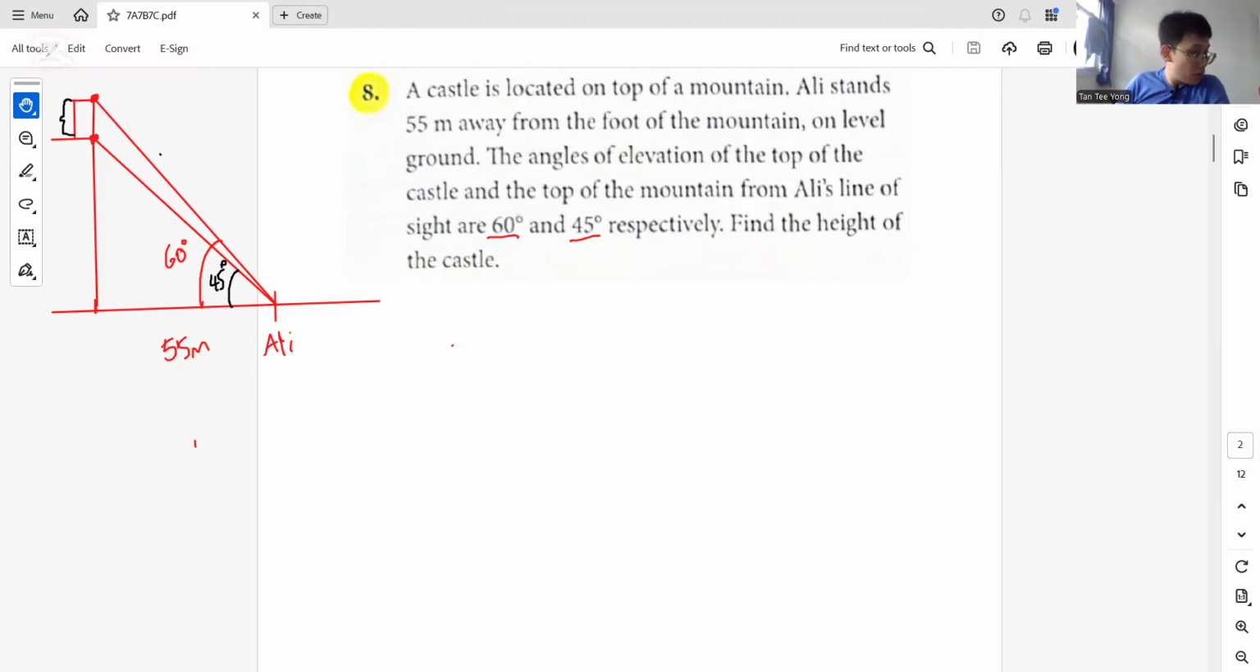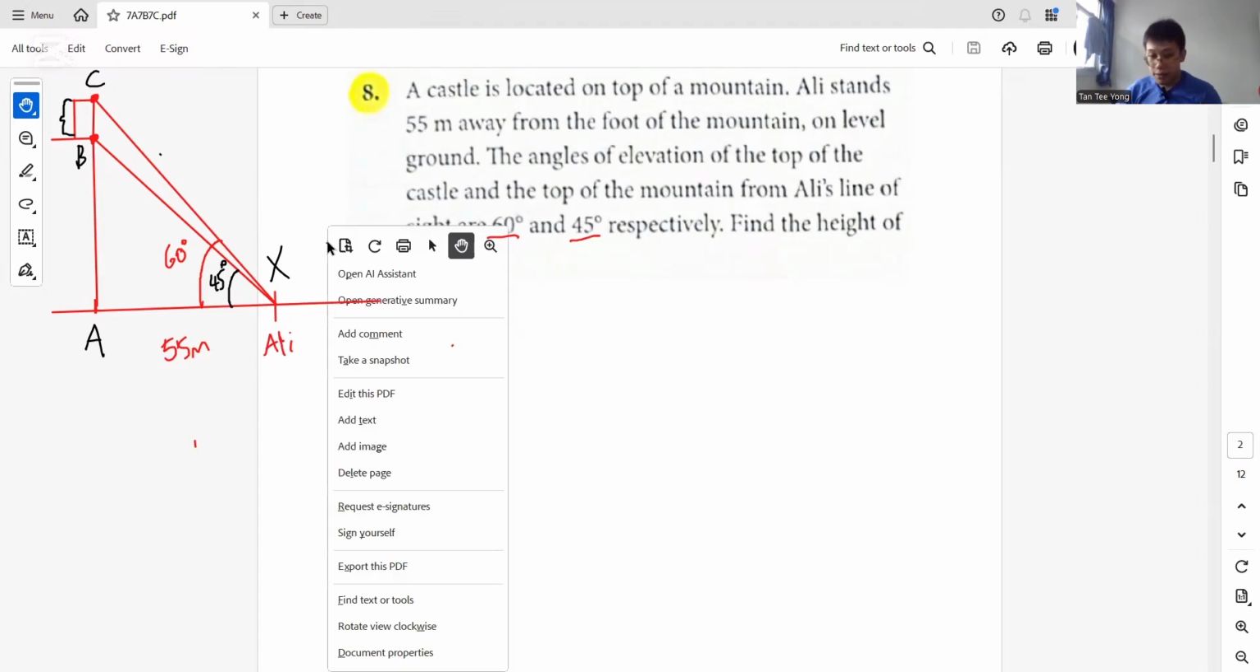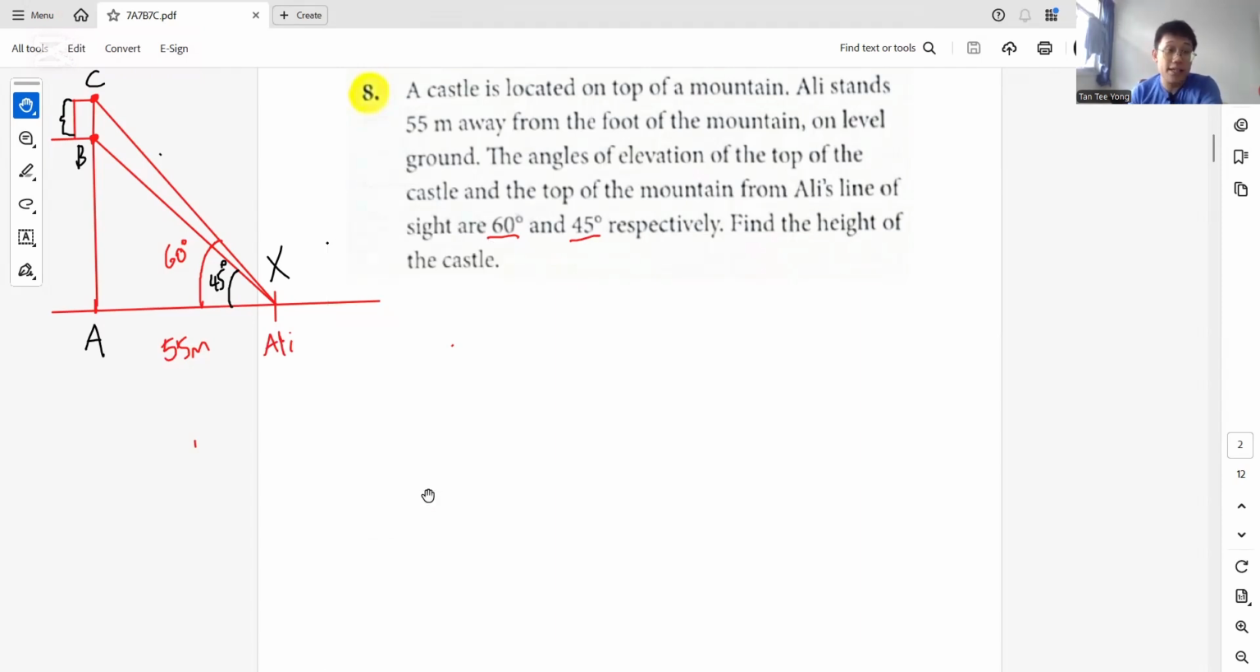So what do we have to do? First thing first, let's label. This is A, this is B, this is C, and Ali is just X. We want to find out what BC is. So let's find angle ACX first.